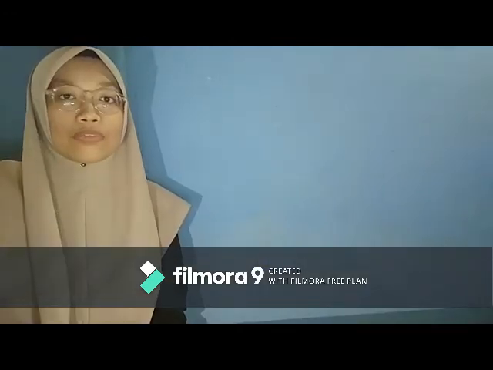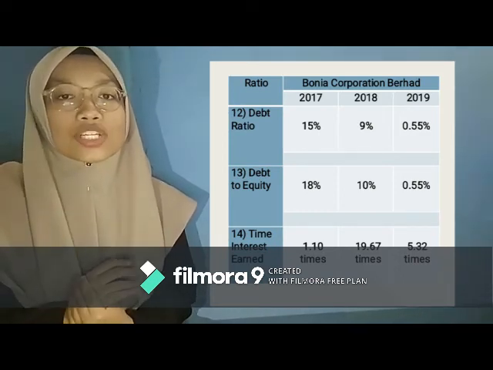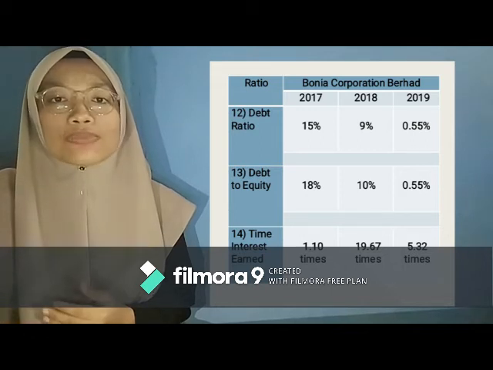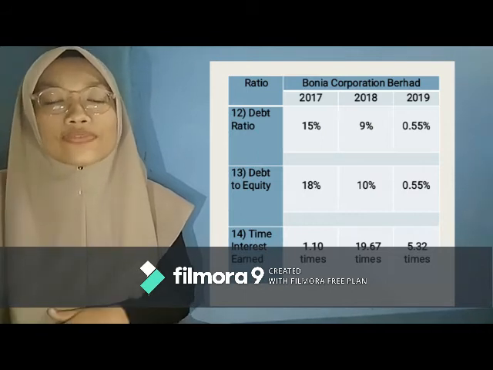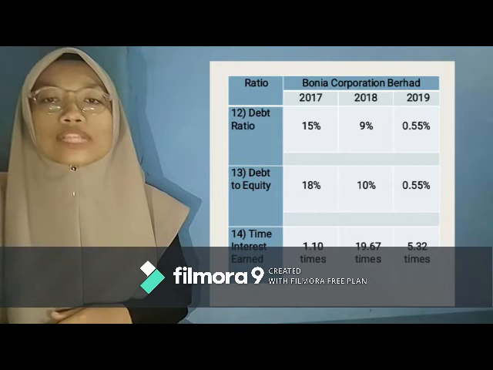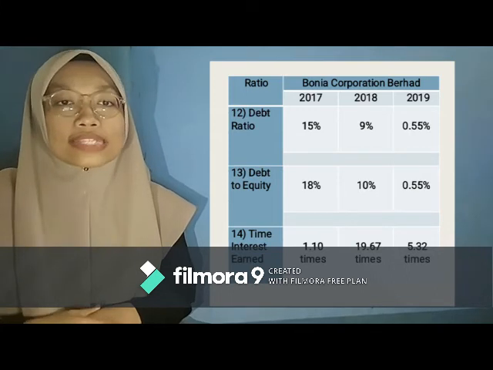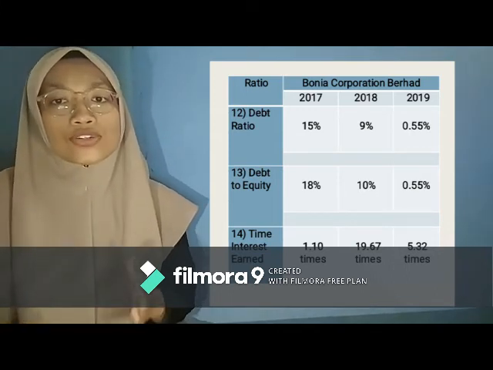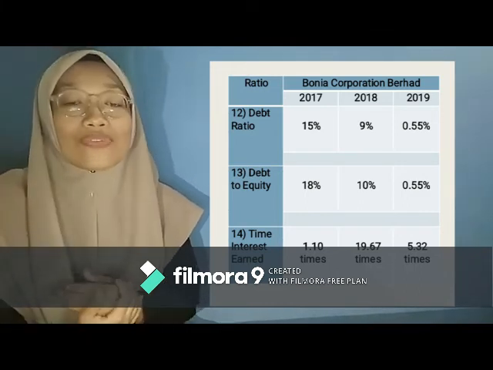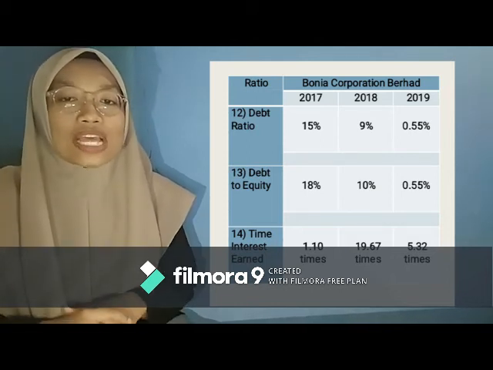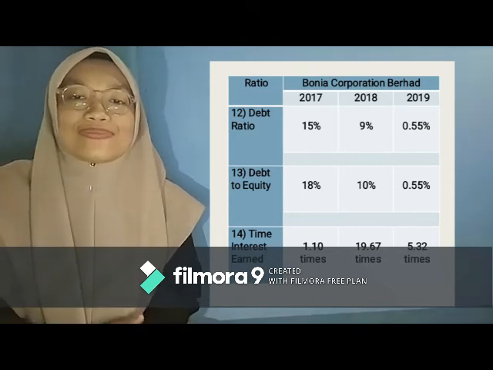Furthermore, for the leverage or solvency ratio, first is the debt ratio. The debt ratio measures the extent to which borrowed money has been used to finance the company's operation. In 2017, the company has a low debt ratio with 50% of total asset compared to 2019 and 2018, which is 0.55% and 90% respectively. Other than that, debt to equity. Debt to equity measures the ratio showing the higher amount of debt. You can see that in year 2017 the debt to equity is 18% compared to 2019 and 2018 with 0.55% and 10% respectively.